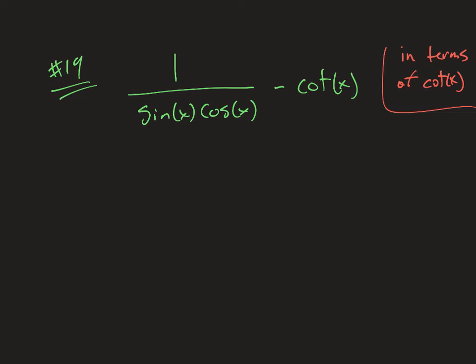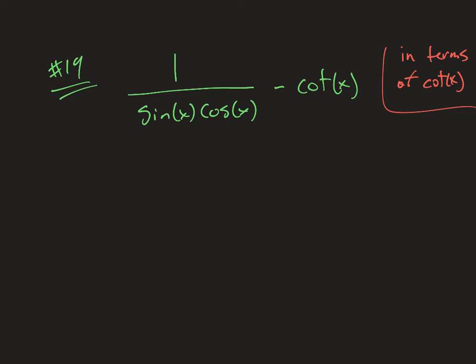So here in exercise 19, we are supposed to take this green expression, 1 over sine of x times cosine of x, minus cotangent of x, and write it only in terms of cotangent of x. So the only trig function that we can have in our final answer is the cotangent of x. So that's our goal. And we're going to use our trig identities to try and achieve that.